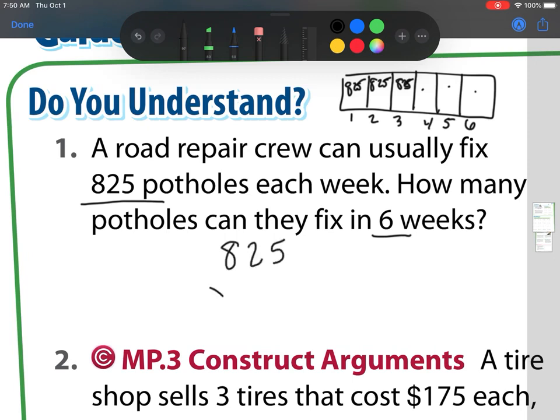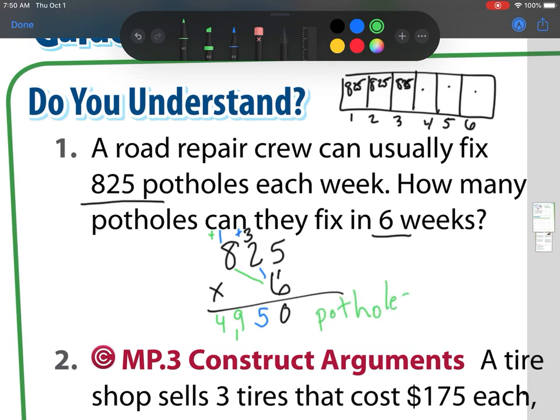So let's use multiplication. I'm going to use the standard algorithm for this one, but I'm also going to switch back and forth between our standard algorithm and partial products. So our first one is 6 times 5 is 30. So I put that 0 down, regroup that 3. 6 times 2 is 12, plus 3 is 15. So I write that 5 down, carry the 1. 6 times 8 is 48, plus 1 is 49. So how many potholes? Well, that looks like it's 4,950.